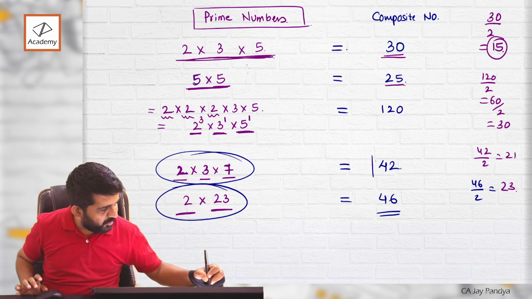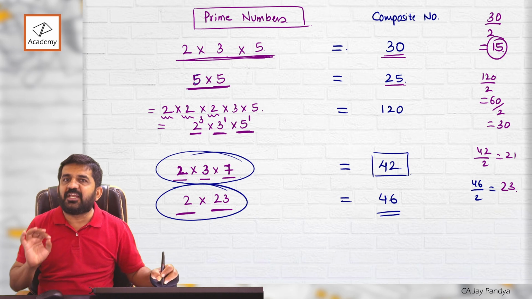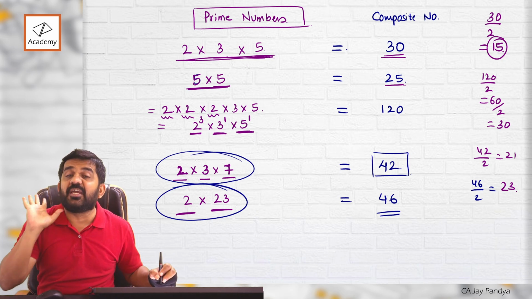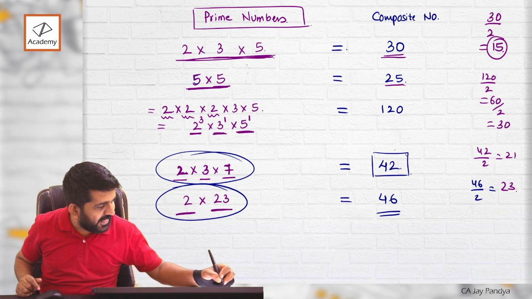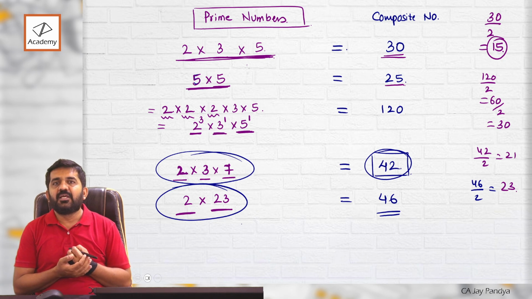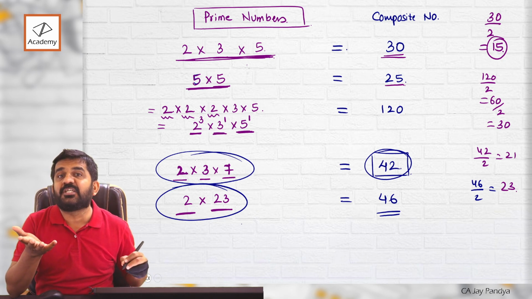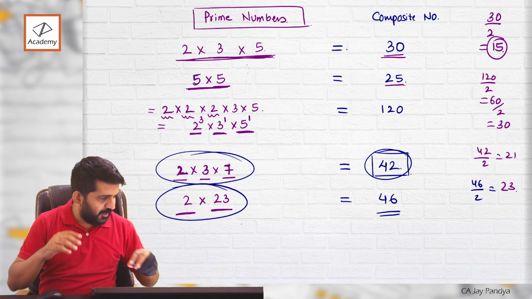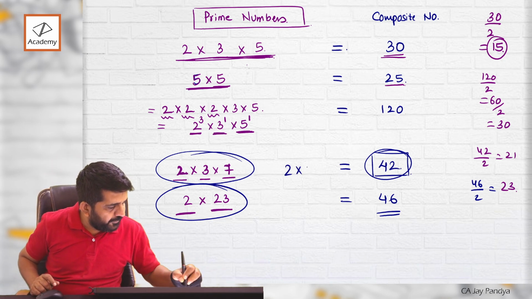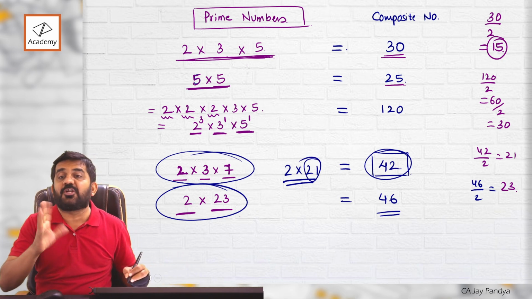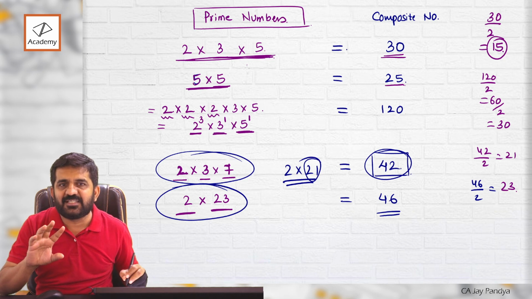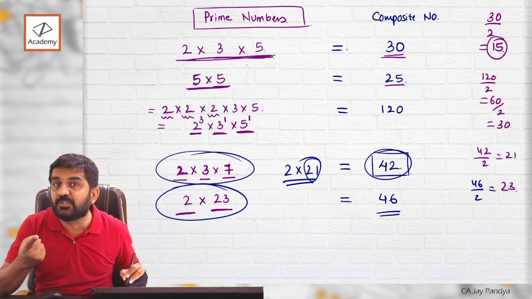See here, what is 42? 2 into 3 into 7. This is unique. You cannot write down other prime numbers and get the answer 42. Yes, you can write down another composite number and get the answer 42. How? I'll tell you. 2 into 21. But here 21 is not a prime. 21 is 7 3s are 21. It is a composite number, right?